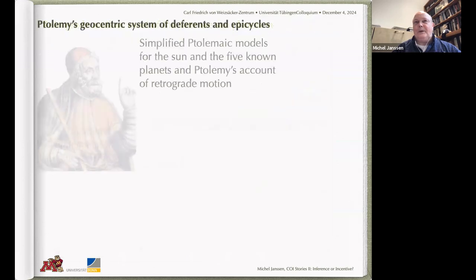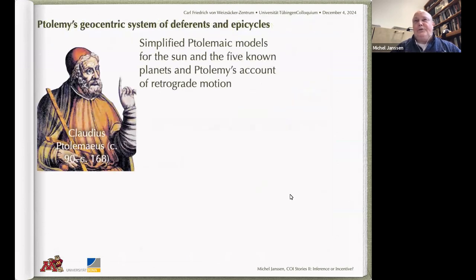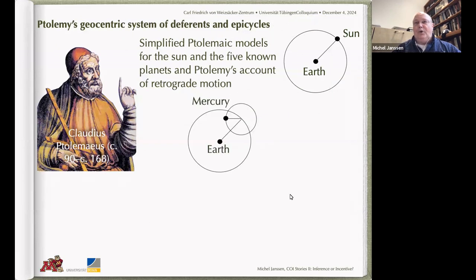Why is that? Ptolemy introduced a system of deferents and epicycles to account for this. So here's a series of simplified models. Here's the sun going around the Earth. Here is Mercury. It's two motions: Mercury moves on a little circle called an epicycle, and that little circle in turn is moving on a big circle called a deferent. All motion here is counterclockwise. And you see that the combination of these two motions would result in retrograde motion, if the motion in the epicycle is faster than the motion in the deferent.